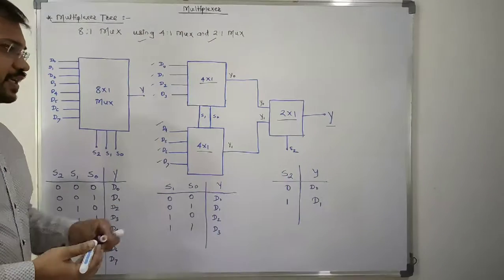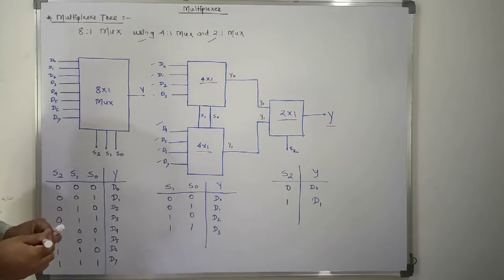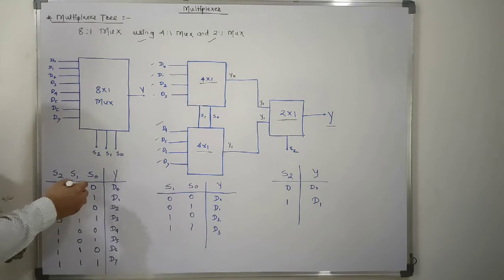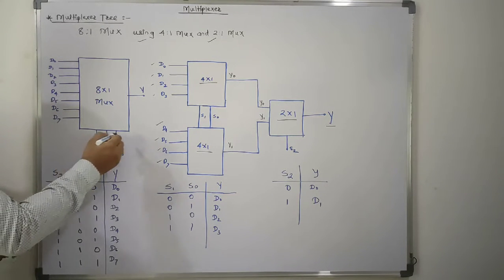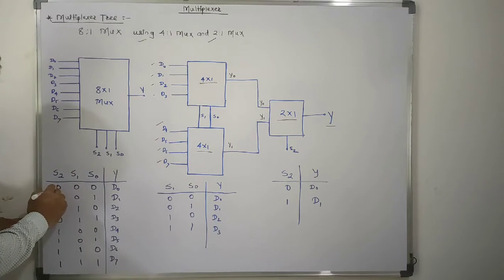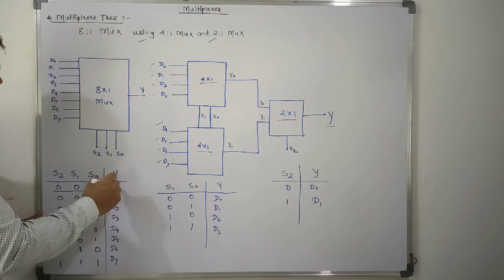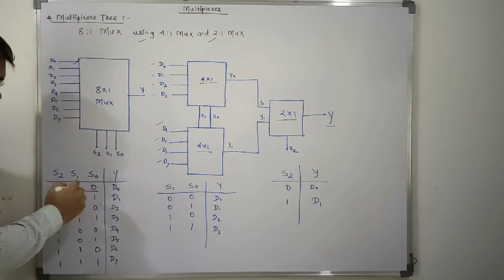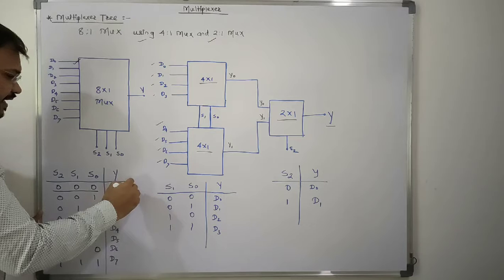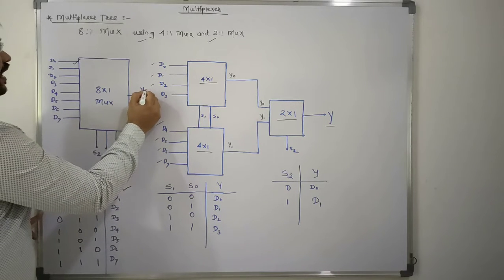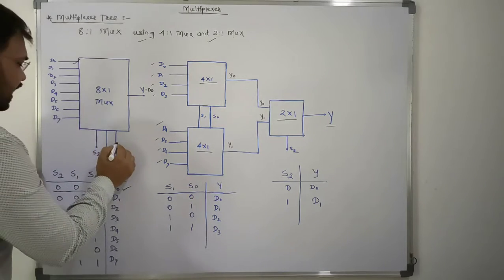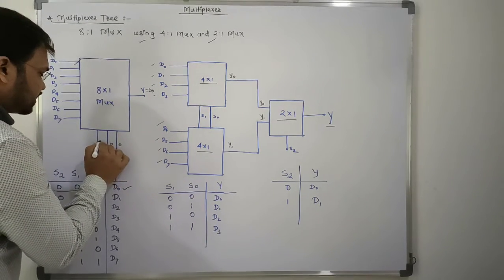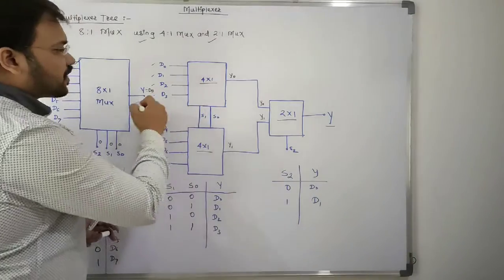So how do we get a particular output? See here, as the function table says, if the select lines are 0 0 0, how can we get the value here? With select lines 0 0 0, D0 is selected, and the output y equals D0 we are getting. Yes. The same thing holds for 0 0 0.